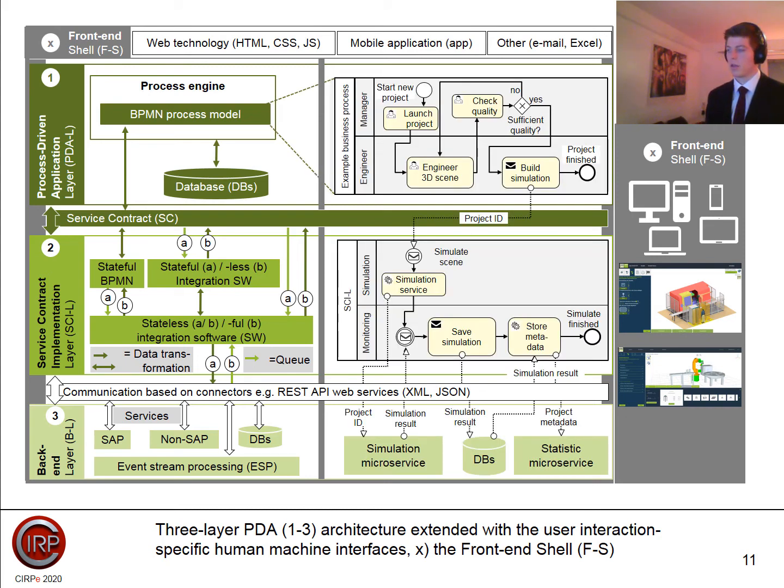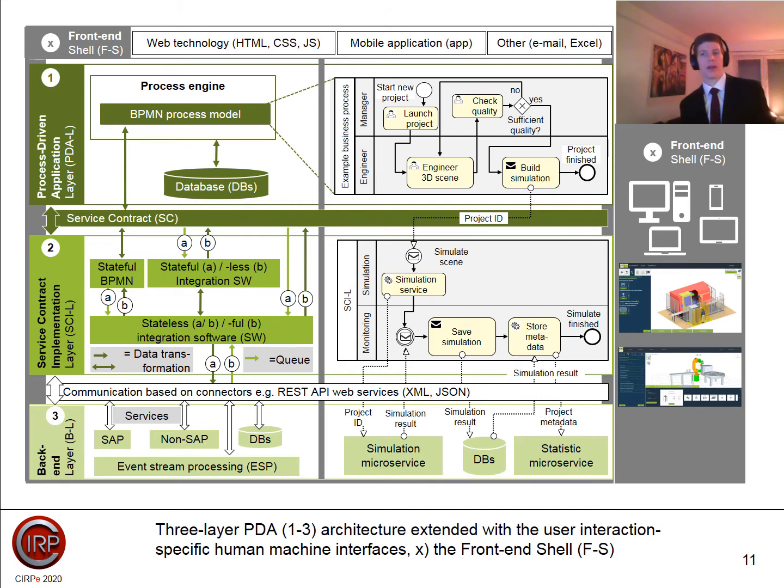As an example, you can at first have a small business process. The small business process coordinates an engineering process. This business process then has to connect to different services, and these different services are called via the service contract and implementation layer. So if some service in the backend is changing, then you just change the service contract and implementation layer and not the whole front-end layer or the process-driven application layer. So this makes the whole approach somehow independent of specific tools, which is very useful.